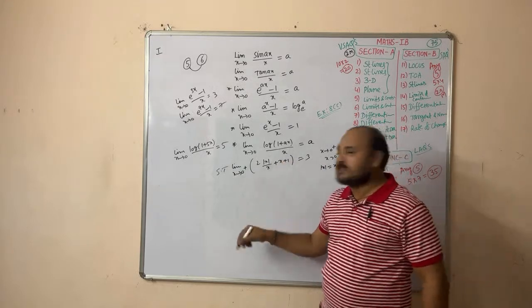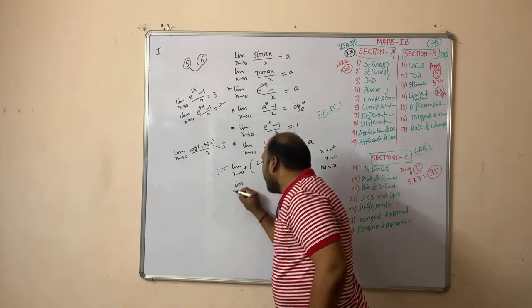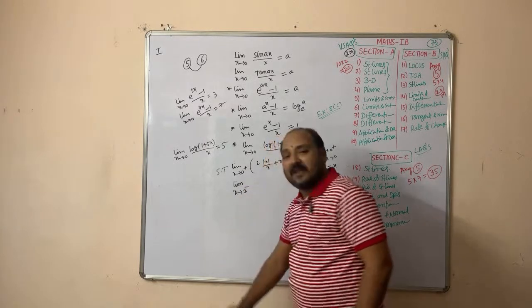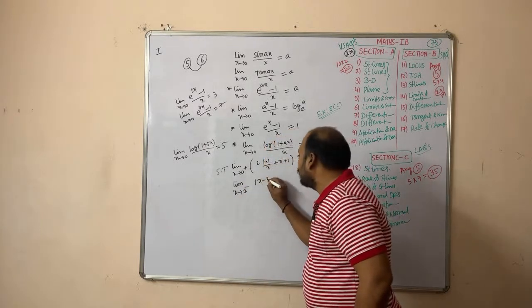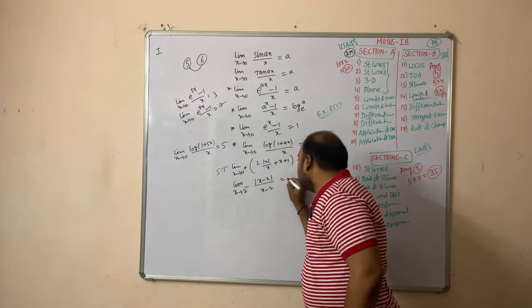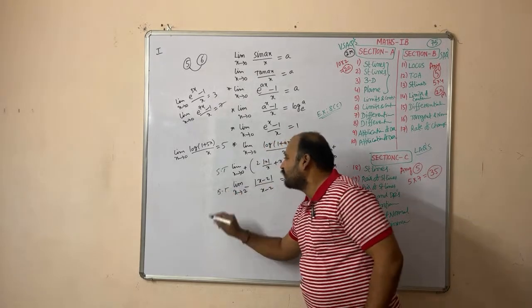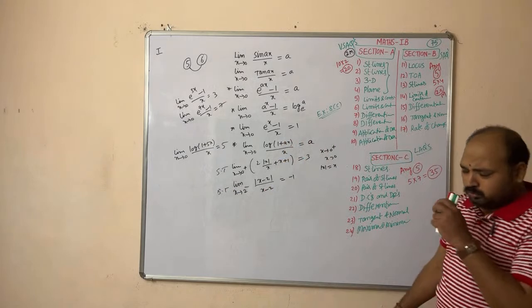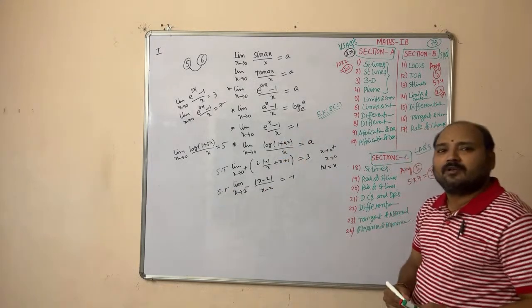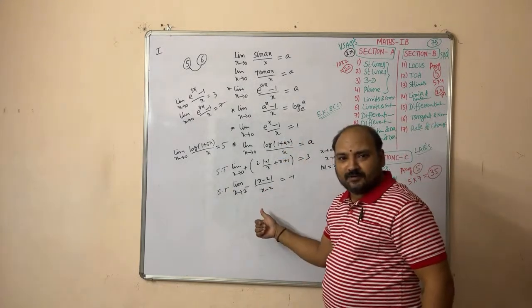So these type of questions, and not only this one: limit x tends to 2 plus or 2 minus, mod x minus 2 divided by x minus 2 is equal to minus 1. Show that. These type of questions. Oh, sorry dear students. Okay, are you able to understand?